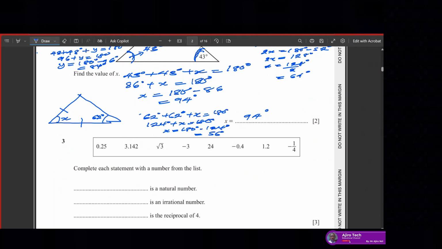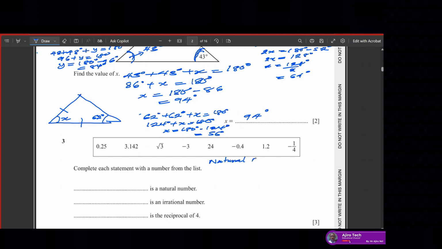They gave us some numbers in the box. They said complete each statement with a number from the list. So these numbers have been listed for us. Now the first one says dash is a natural number. So can you tell me or give me one natural number that you know? Let's start with that. Okay. Natural number. Is one a natural number?